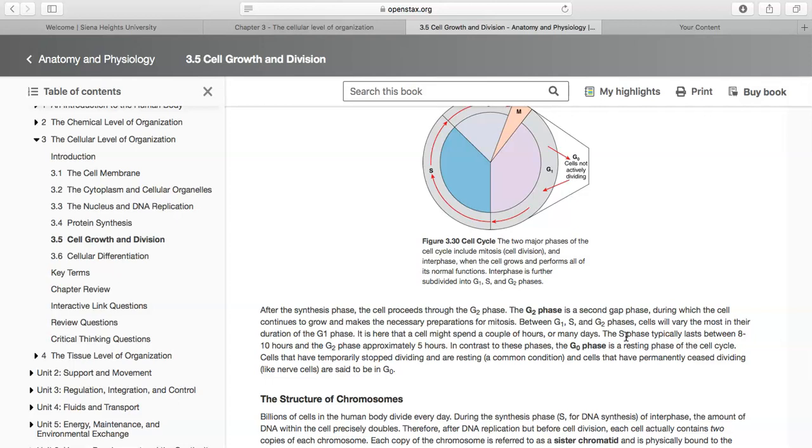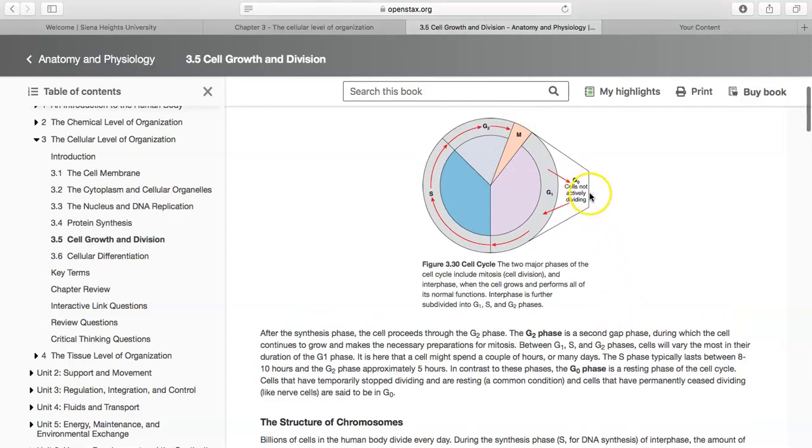In contrast to that, that G0 phase, where it might never have to actively divide again, could be the final resting place. It could just stay the rest of its natural life cycle until it is ready for senescence or cell death. Apoptosis is called cell death. It could just stay in that for the rest of its life.